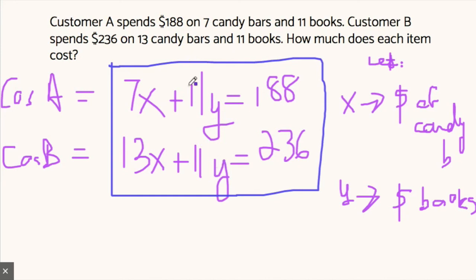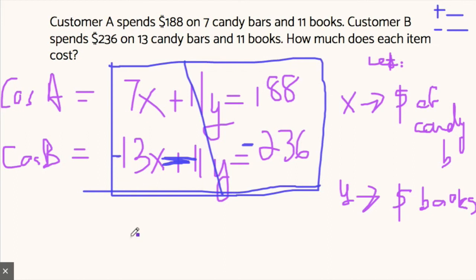And because I see 11 in both, let's do elimination. In order to do elimination, one has to be plus one number and minus one number, and these two numbers have to be the same. So I see 11 in both, but both are plus. So I'm just going to multiply the bottom equation by negative 1, both sides. So it's negative 13x, negative 11y, and negative 236. Now I can eliminate these two and just use the rest to do my equation.